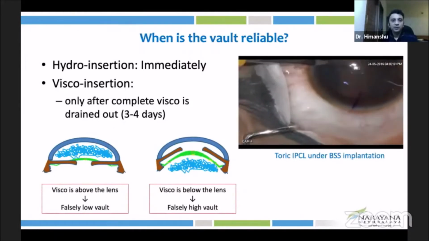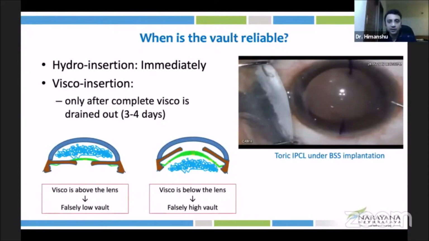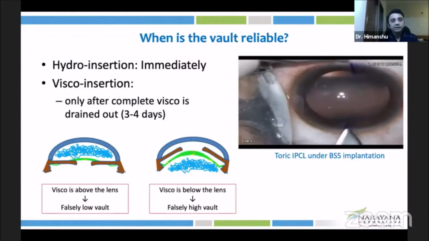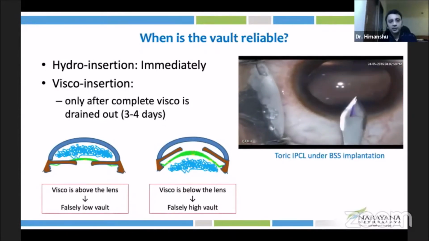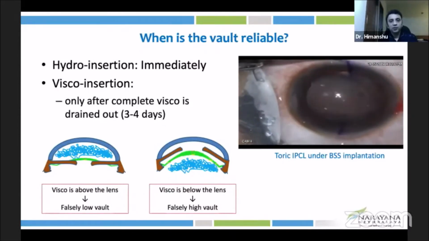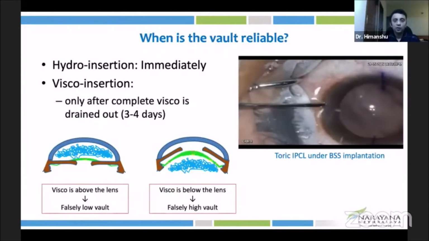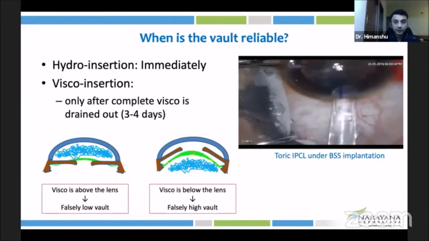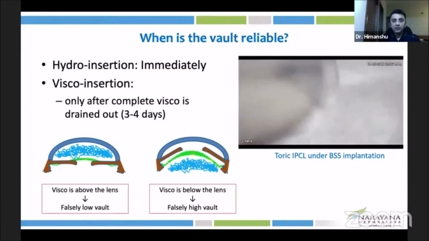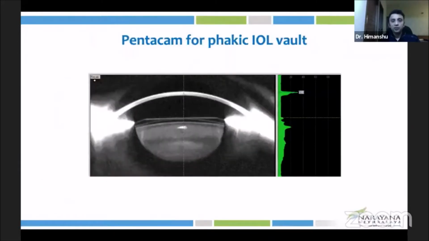Now, with hydroinsertion, because there's no visco behind or in front of the lens, the vault becomes more reliable pretty immediately. Whereas in case of visco insertion, if the residual visco is in front of the lens, the vault can be falsely low. If it's behind the lens, the vault can be falsely high. So depending upon what kind of method you have chosen, you can have an idea about the vault.